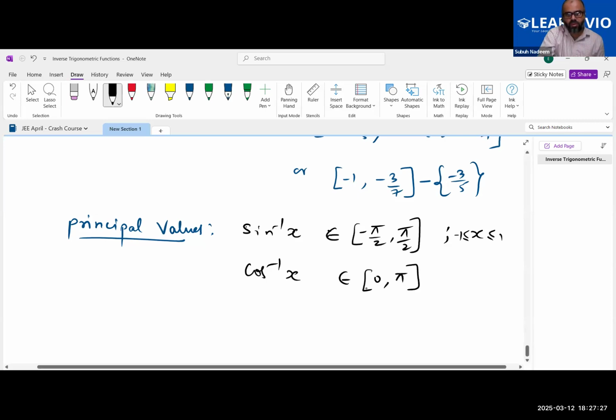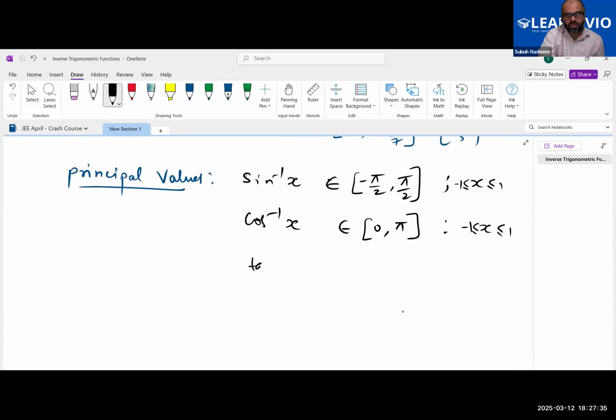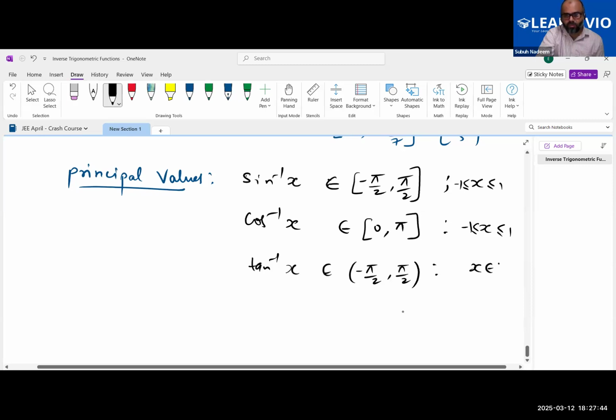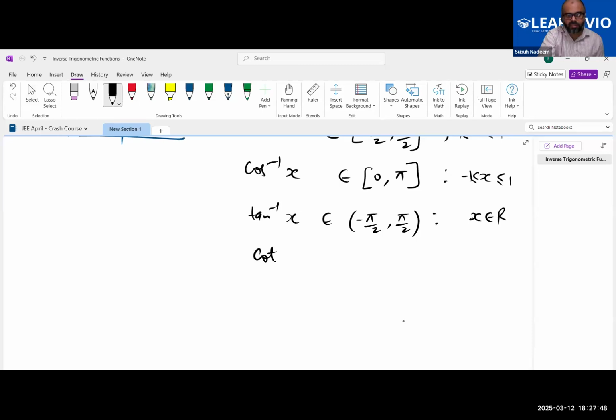This is the principal value, and x belongs to 1 to -1. Then we come to tan inverse. Tan inverse x belongs to -pi/2 to pi/2 open interval, and x belongs to real numbers. Then we come to cot inverse x. Cot inverse x belongs to 0 to pi open interval, x belongs to real numbers.